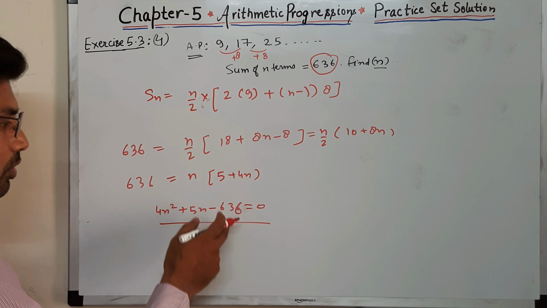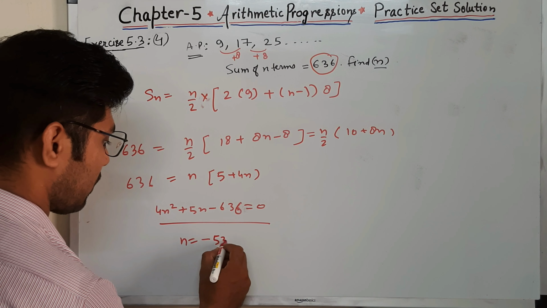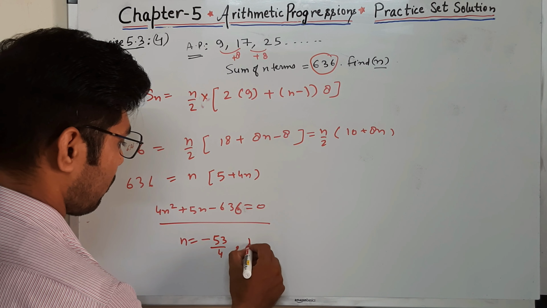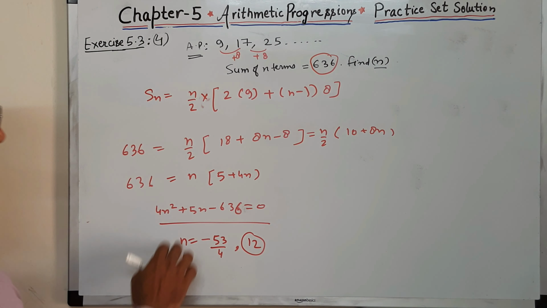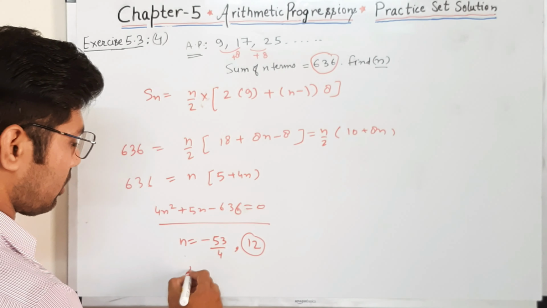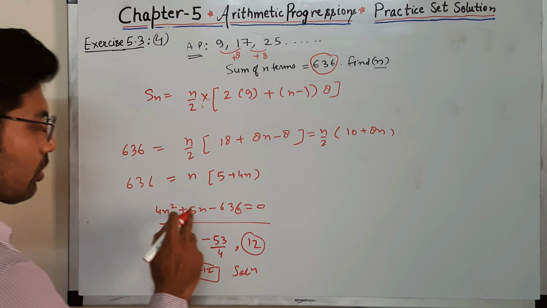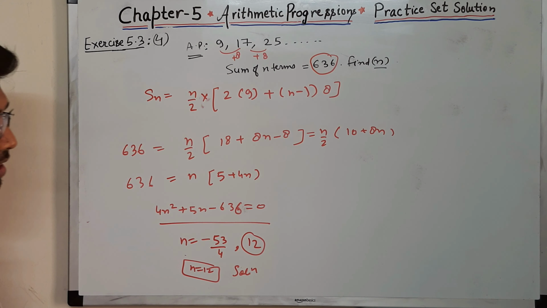Okay, and guys, if you solve it further, you will get n is equal to minus 53 upon 4 or 12. The number of terms should be positive, so n is equal to 12 is the solution. This is a quadratic equation, you can solve it further.